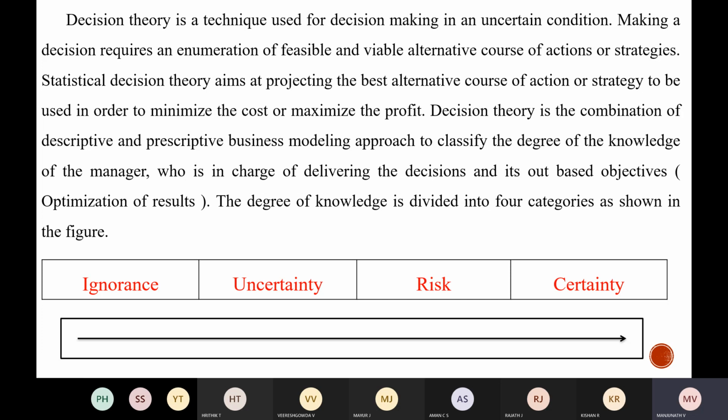Non-availability of adequate information. Adequate means sufficient. Adequate information. This will be the beginning condition.